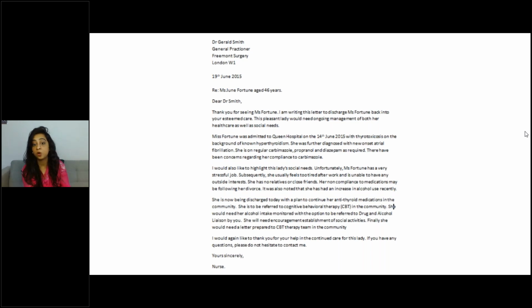Then I made another paragraph of talking about discharge plan, but the paragraph starts with highlighting what this paragraph is going to talk about. So it says she is now being discharged today with a plan to continue her anti-thyroid medications. And now I'm going to talk about what the discharge plan was. So this was our middle paragraphs, and they have been organized by type. So they've been organized by a background history, history of admission, social needs, and it is going back to your medication history. In the last line, I've just done my conclusion, which is very short.